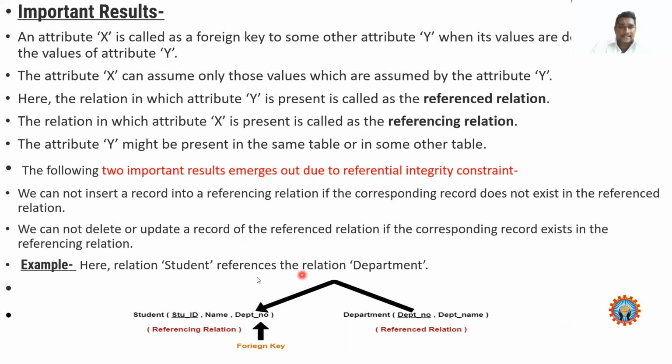Okay, I hope you understand it, right? So we have already discussed two tables. Now the referencing relation is the foreign key, and the referenced relation is the primary key. So this is a master table and this is a child table.